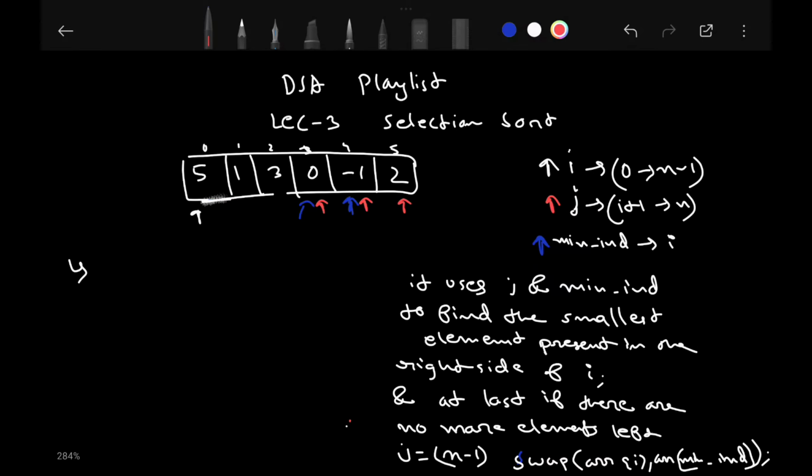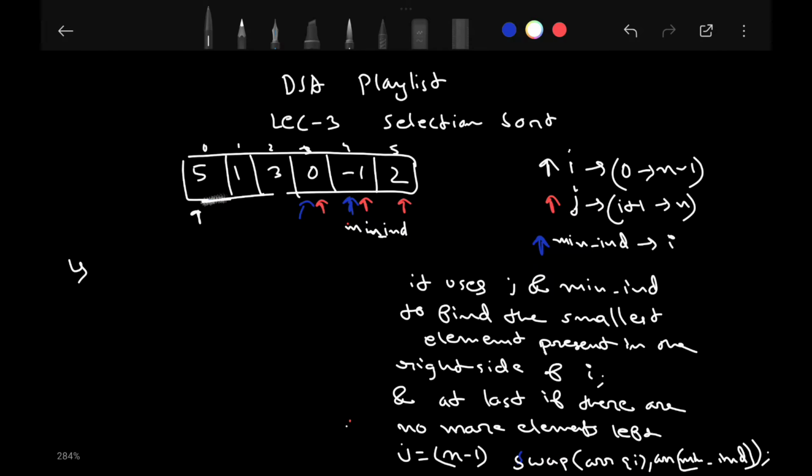Is 2 smaller compared to 5? Yes, 2 is smaller compared to 5, but is it the current minimum? No. 2 is smaller than 5, but 2 is not the smallest element. Which is the smallest element? The smallest element is minus 1. Right, the smallest element is minus 1, and our min index is pointing towards the smallest element, minus 1.